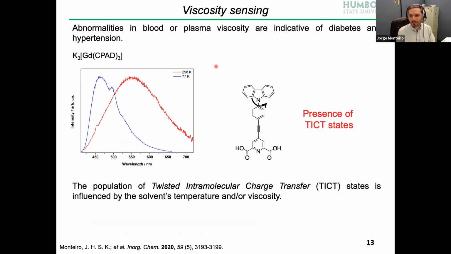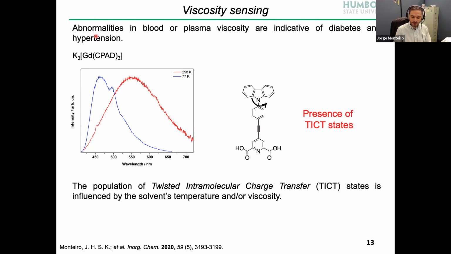That's very nice, but what else can we do with the compounds, right? So can we do something else with the same compound? That was when we started thinking about viscosity sensing. And viscosity is actually a very important property, and abnormalities in blood or plasma viscosity are indicative of diabetes and hypertension.